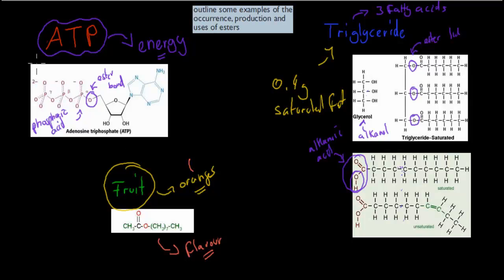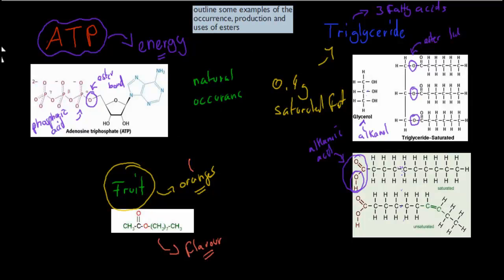The reason I mention this is because it says outline some examples of the occurrences, production, and uses of esters. So here, what I've given you is a couple of examples of natural occurrences. Where do these esters occur? Well, they occur in the form of ATP, which is in our body and is used for energy. They can occur in the form of triglycerides, which are basically fat, important for giving us energy, and also important for, for example, our cell membrane. We also have these occurrences in oranges or a different type of fruit, and their use in fruits is they give us good flavor.